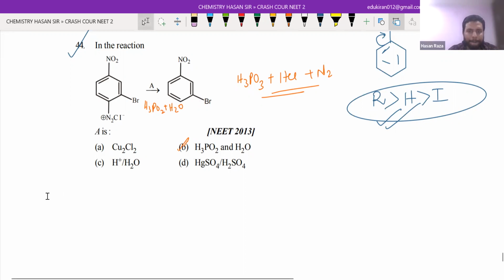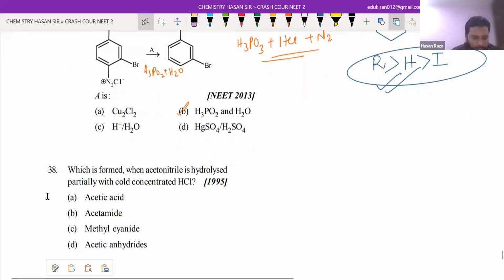Next question is this. Which is formed when acetonitrile is hydrolyzed? When acetonitrile is hydrolyzed partially.